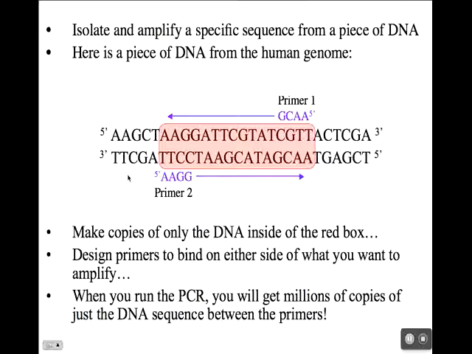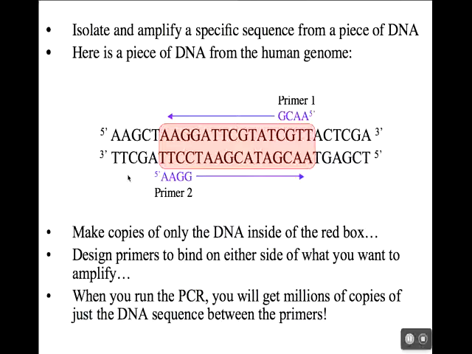So if you can design primers to bind on either side of your gene of interest, when you run the PCR, you're going to get millions of copies of just what's between your primers and nothing else. You will isolate and amplify only your gene of interest.